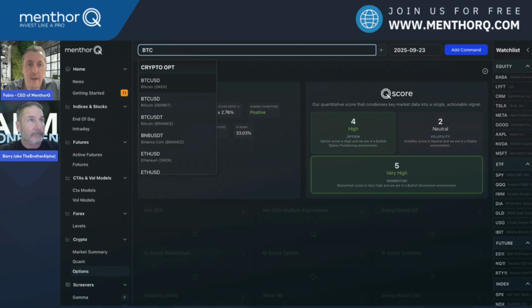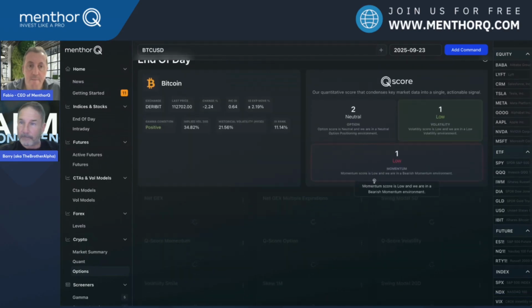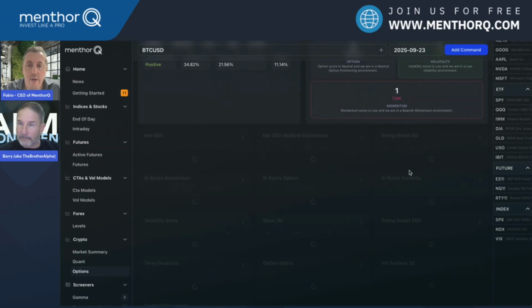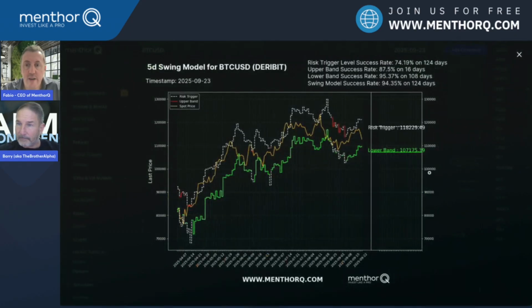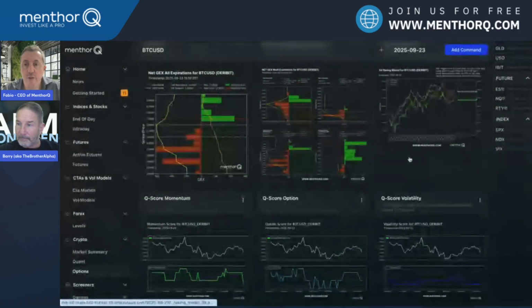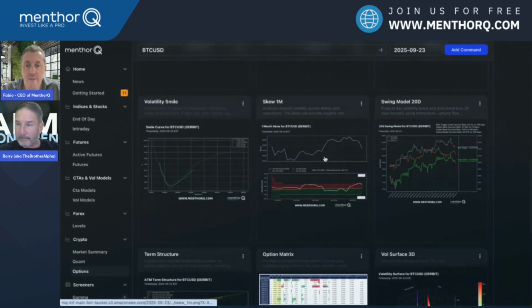So you can actually come here, look at Bitcoin, and you can access all our models on crypto. So here you have our gamma exposure, our swing trading model here. So you can see our lower band and upper band. So if you are directional, you can see your targets or your risk levels. You have a lot of different things here.